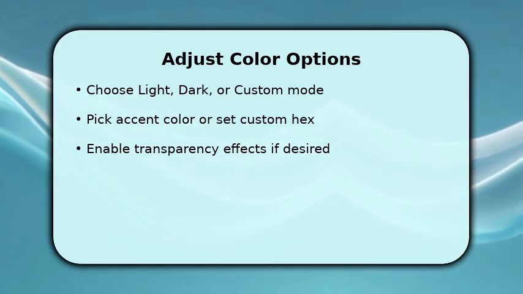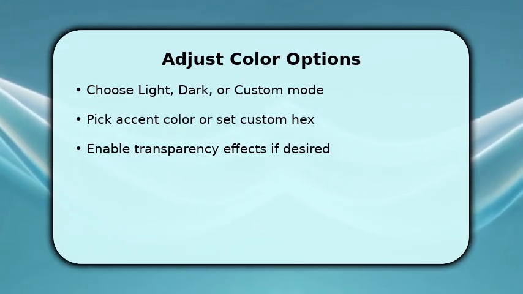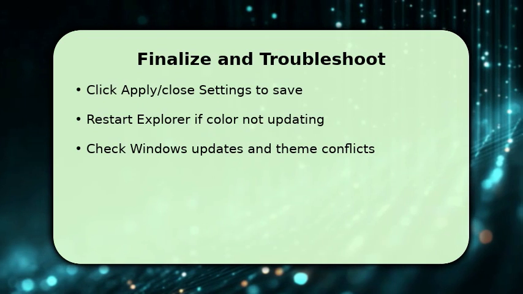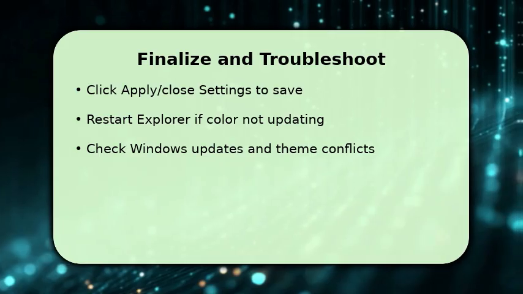Once set, confirm the color shows correctly. If not, revisit and finish by closing settings. Changes are usually immediate, but if the taskbar fails to update, restart Windows Explorer in Task Manager. That forces the UI to refresh.